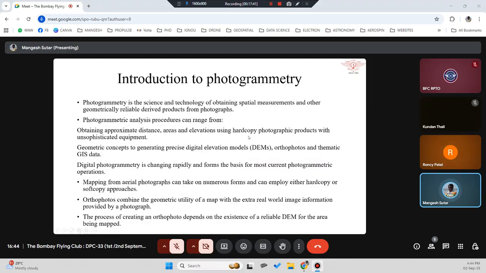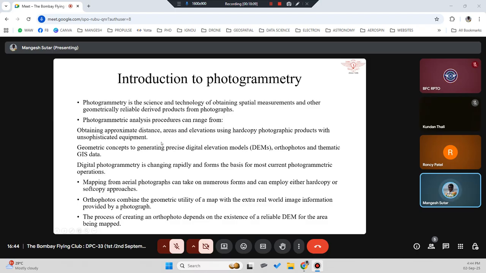Okay, so now introduction to photogrammetry. Photogrammetry is a science and technology of obtaining spatial measurements and other geometrically reliable derived products from photographs. So photogrammetry is not new. Earlier, photogrammetry was done using hard copies of the images, obtaining approximate distances, areas, and elevations using hard copy photographic products with unsophisticated equipment. So it was a very tedious job earlier.